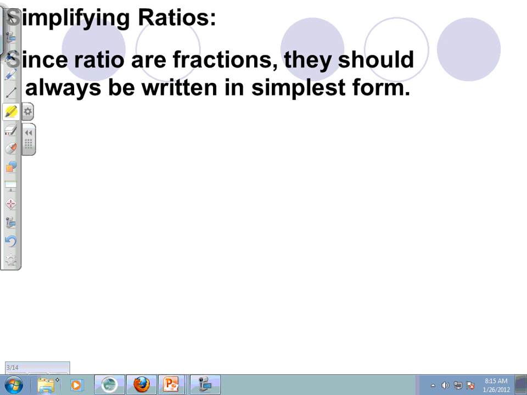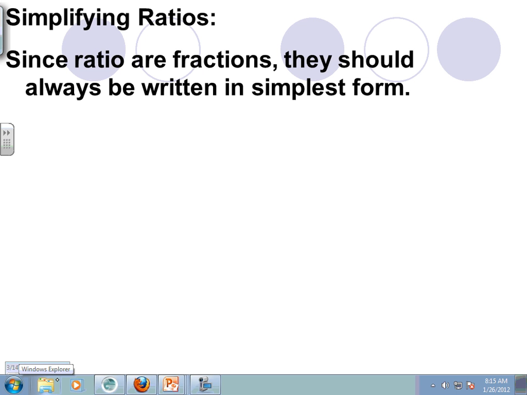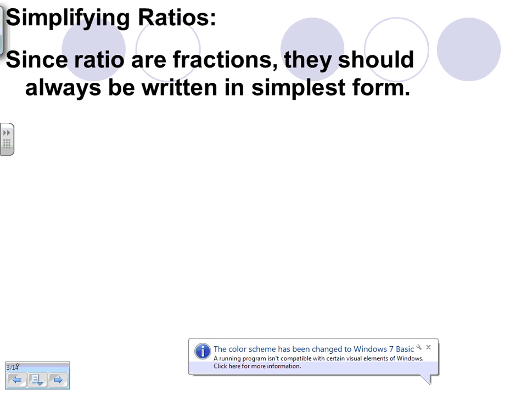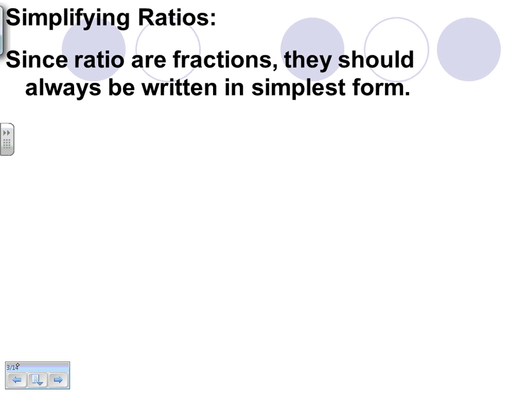When we're working with these, we're going to want to simplify them, but that's going to work just like how you simplify any other fraction. So since ratios are fractions, they should always be written in simplest form. So the one that we just looked at, the 8 to 12, is that in simplest form? There's some stuff that we can do, so let's go ahead and work on that.